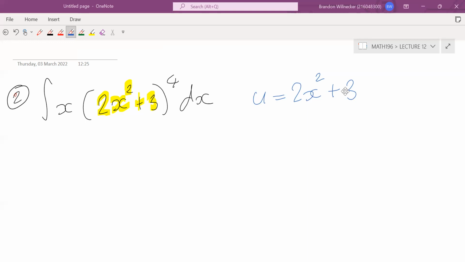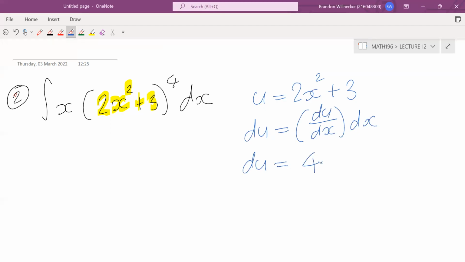But here we can see we've got this inside function to the power 4. So that's a very good hint that this inside function should be u. Okay, so we've got u now, but remember, we also need to find du. So du is going to be du by dx dx. If we differentiate u, we're going to get 4x dx.